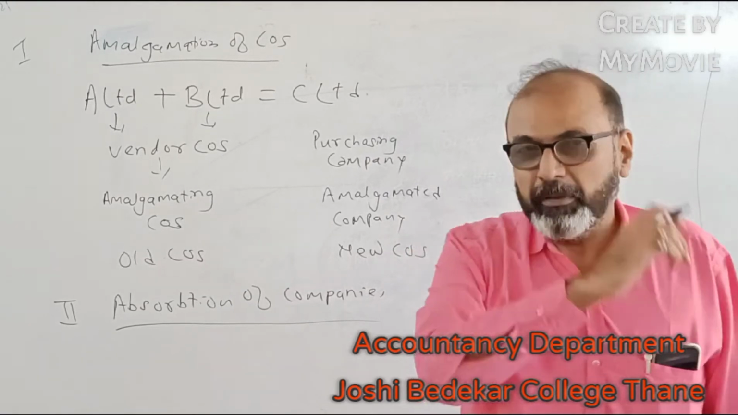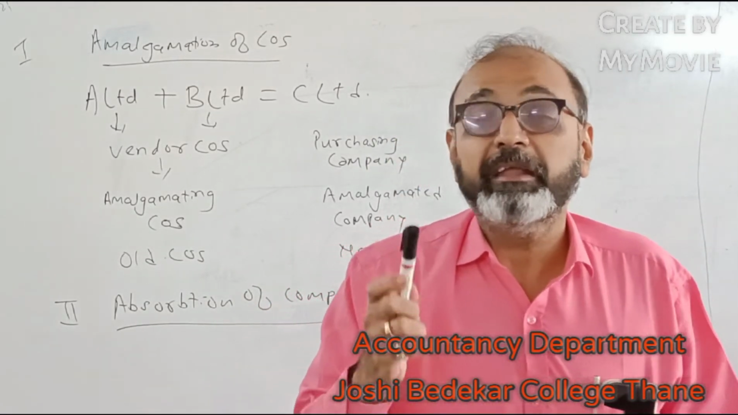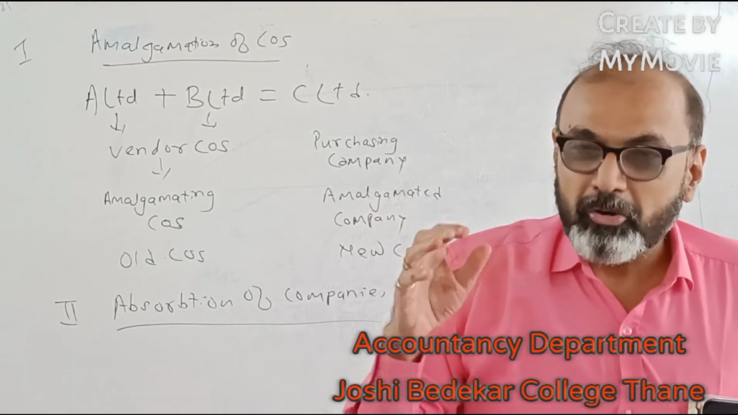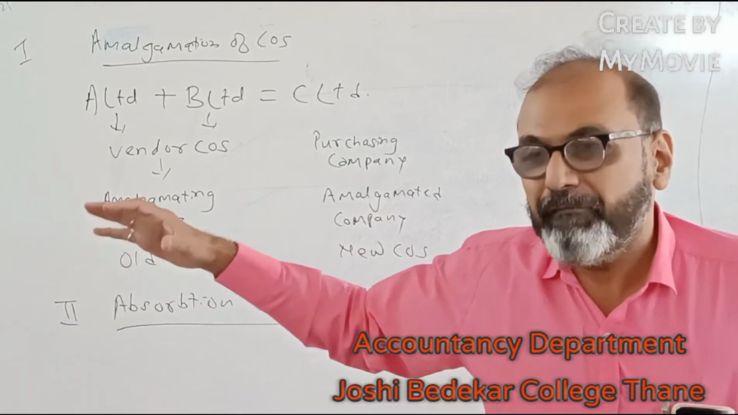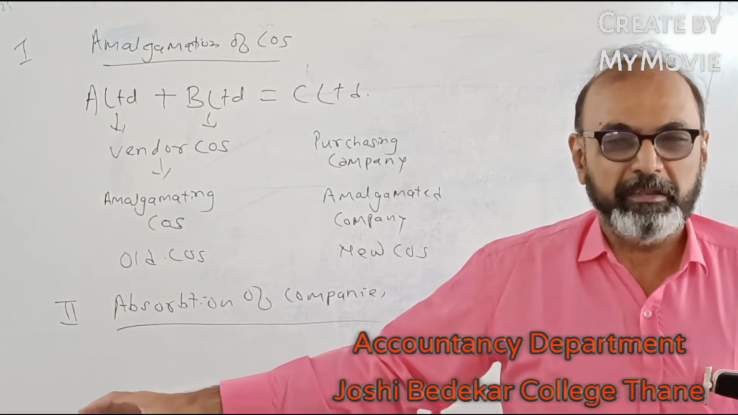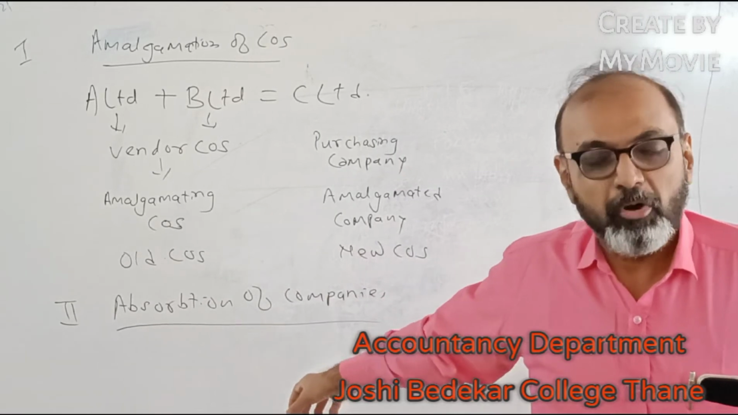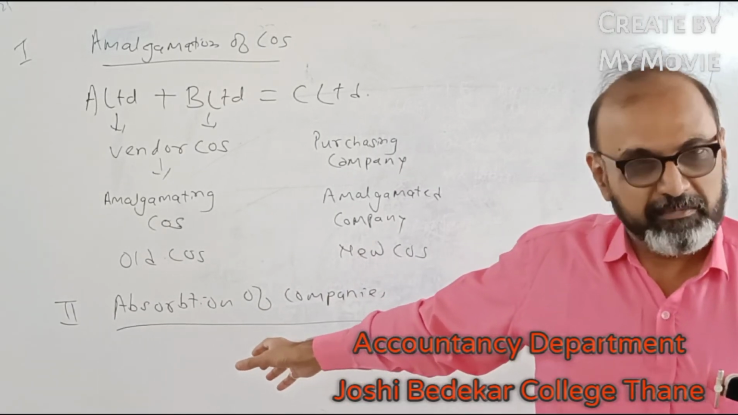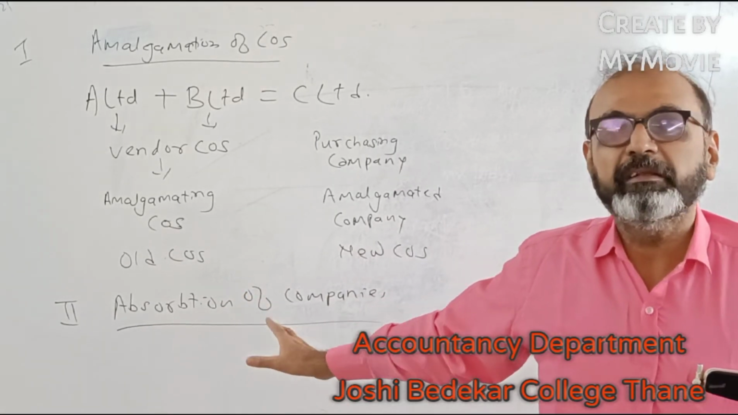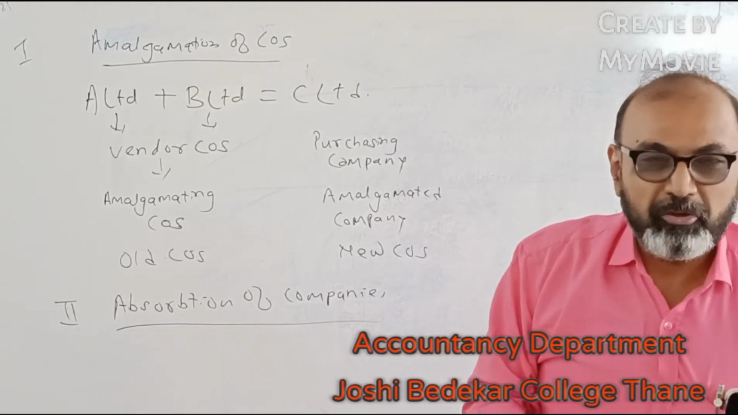For example, suppose there is a very strong company. Let us take the example of a company like Tata Steel. Suppose tomorrow Tata Steel decides to take over a vendor company in Thane, which is a very small scale manufacturing company. The giant Tata Steel is taking over another small company, say Bhushan Steel. Bhushan Steel is being taken over by Tata Steel. So this is a case of absorption of companies.